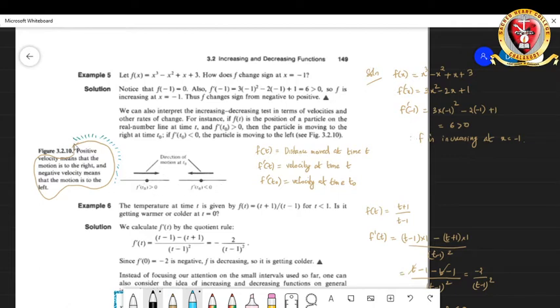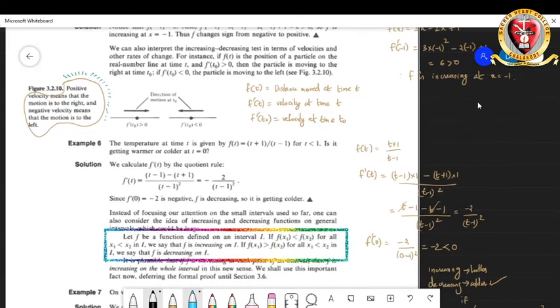Here, as an explanation, positive velocity means that the motion is to the right, and negative velocity means that the motion is to the left. That's how the figure is shown here. f dash of t0 strictly greater than 0 implies positive direction, to the right. And f dash of t0 strictly less than 0 means negative direction, that's to the left.